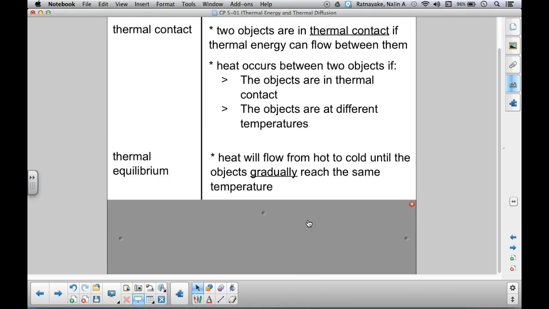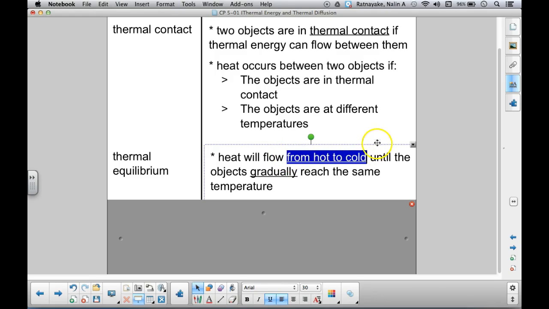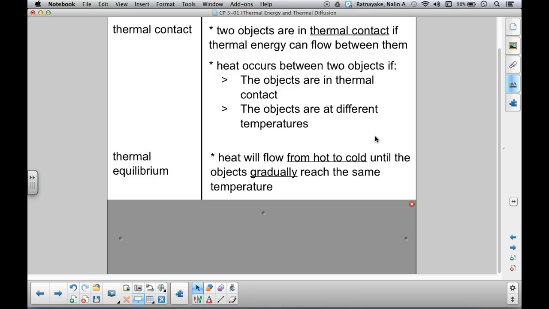So now that we have defined how heat flow can occur, we can define something called thermal equilibrium. And if we look at the first part of this word, equi-, it sounds kind of like equal or being the same, and that's not by accident. What's going to happen in thermal equilibrium is our temperatures are going to reach the same value. So heat is always going to flow from hot to cold. It doesn't go the other way. You go from the higher temperature object to the lower temperature object until both objects gradually reach the same temperature.